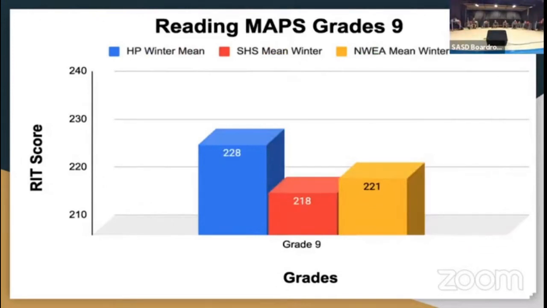And here's reading MAP for grade 9, High Point and high school, and then the mean. You can see High Point only has 9 students in this data, so we have to be a little bit careful with what we see with High Point's data. We don't have High Point's data for 10th grade because there's only 3 students, so I don't have a bar graph for the 10th grade.